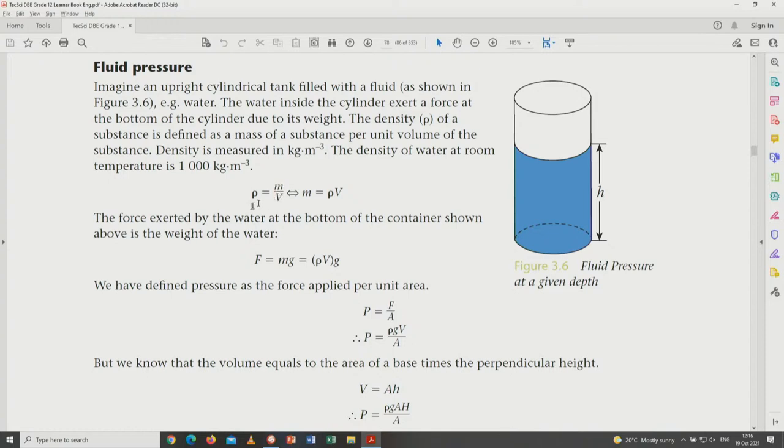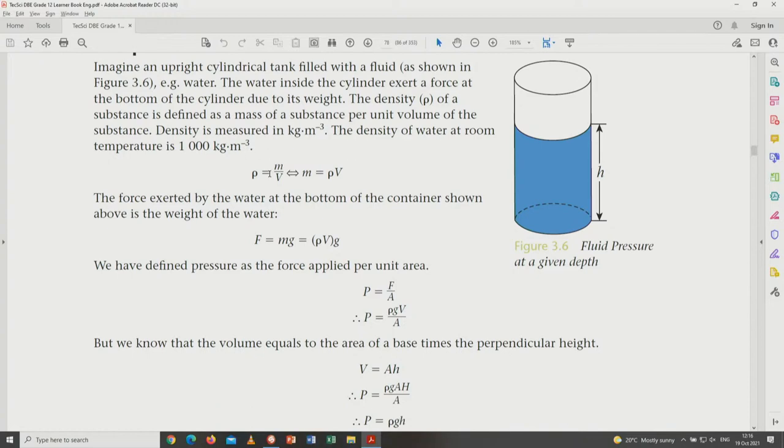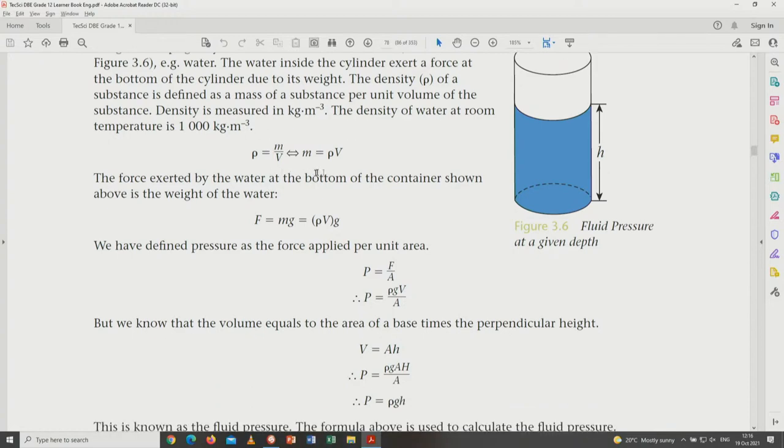And the symbol for density is rho, which looks like a small p. So it's mass divided by volume. If you want to calculate the density, you divide the mass by the volume of the liquid. The density is measured in kilograms per cubic meter. So this is the unit of density. The density of water at room temperature is 1,000 kilograms per cubic meter. You will usually be given that density depending on the situation or the question.